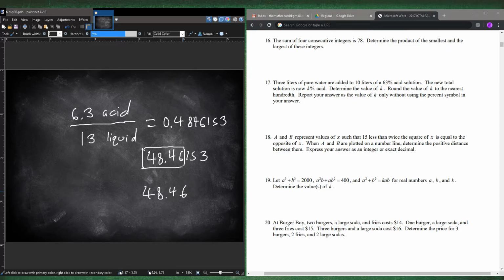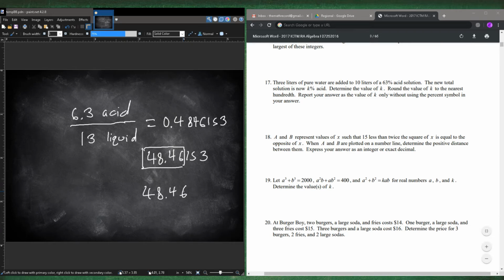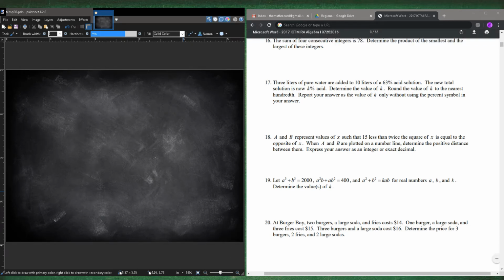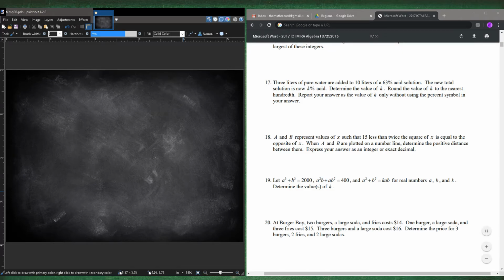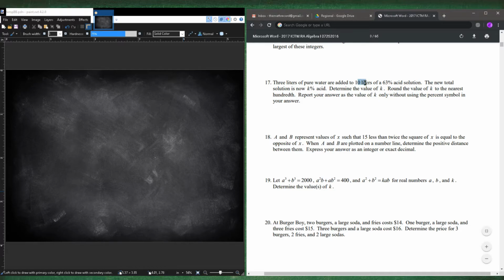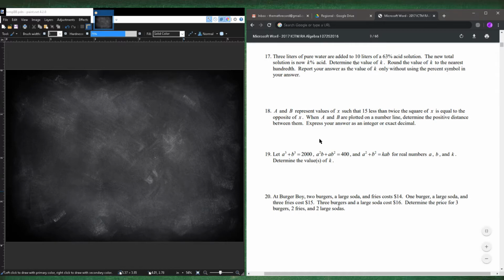Basically, it's just that simple. It's just like another average question, but don't mistake it. You are not supposed to take 63% of that 3 liters also. So make sure you read the question carefully, because the 3 liters is pure water. There's no acid in there. And then you add 10 liters of 63% acid. So 6.3 liters out of that 10 liters is acid, right?